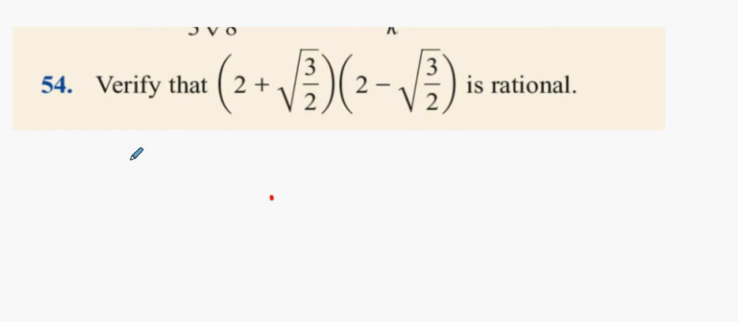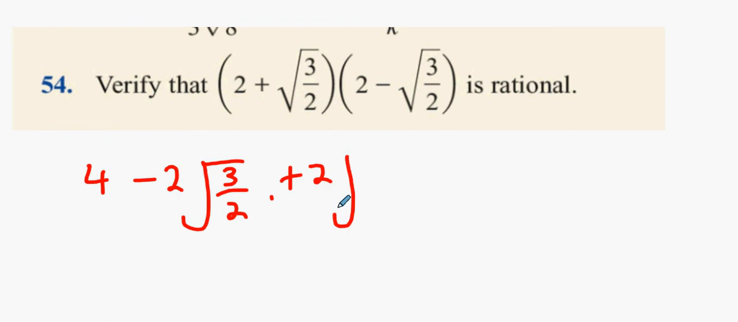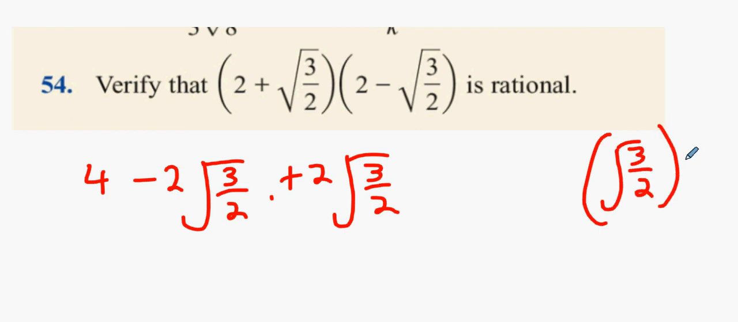Okay? We'll just quickly multiply them out. 2 times 2? 4. 2 times minus 3 root 2 is minus 3 over 2. You happy with that? Next one. Plus 2 over root 2. Finally, what's root 3 over 2 multiplied by minus root 3 over 2? Those are all one side.